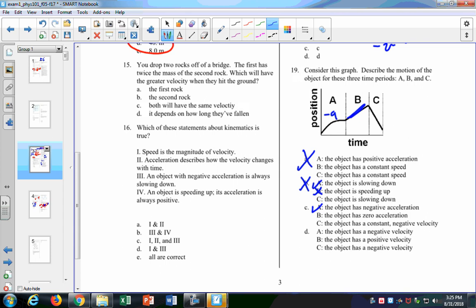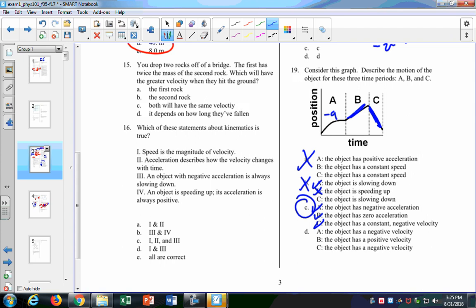Yes. Does it have 0 acceleration in part B? Yes, at a constant. Awesome. Does it have a constant negative velocity in C? Yes, because the slope here is negative. So C is the answer.